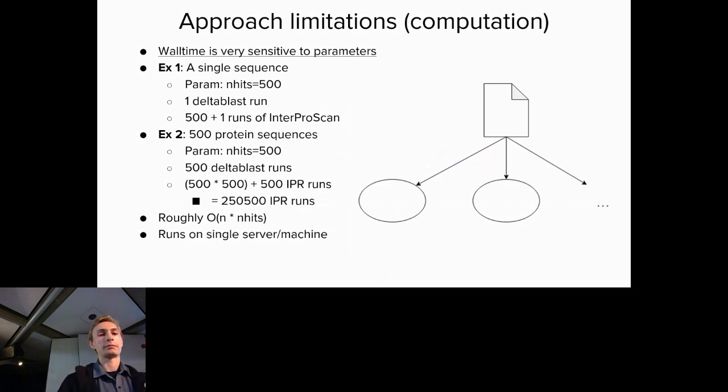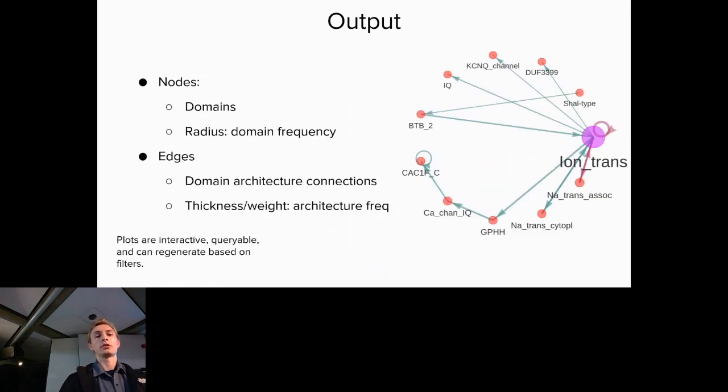So be sensitive with the number of hits that you use, and we're working on figuring out the right amounts that'll also capture a wide range of the distant remote homologs while still allowing your job to finish in a reasonable amount of time. So here's an example output figure that you get from our app.